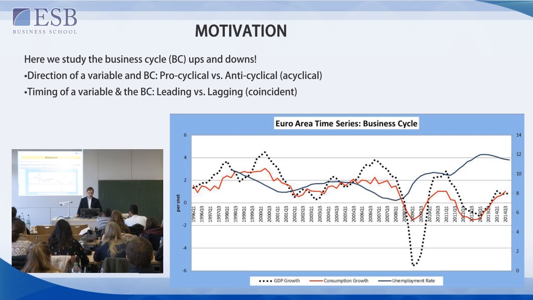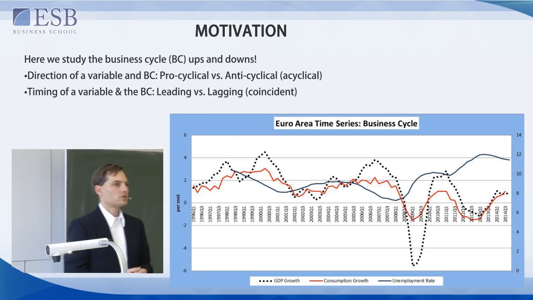Well, the low point of the unemployment rate is somewhere here, a little bit delayed. So the unemployment rate is lagging the timing of the business cycle. And that is true for all points you can identify. Here we have the low point in GDP growth, and the high point in unemployment is a little bit later. So unemployment is a lagging variable of the business cycle.